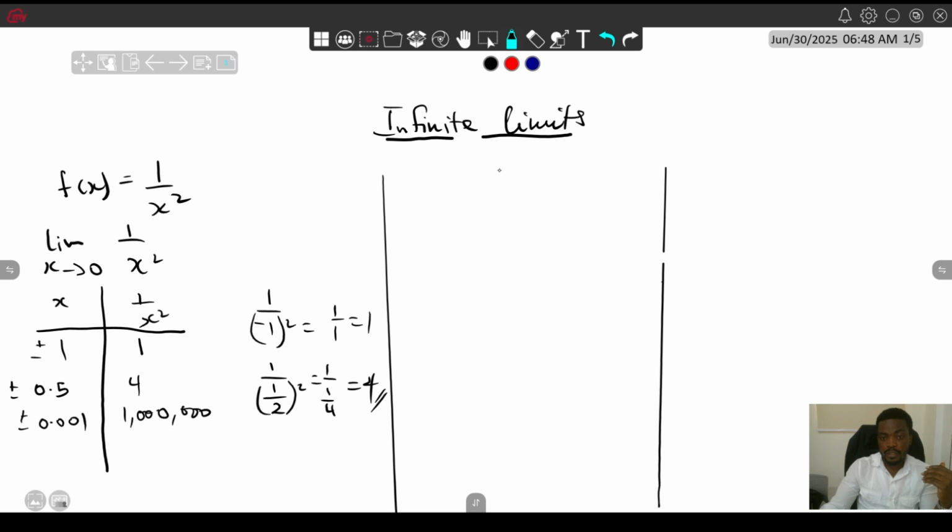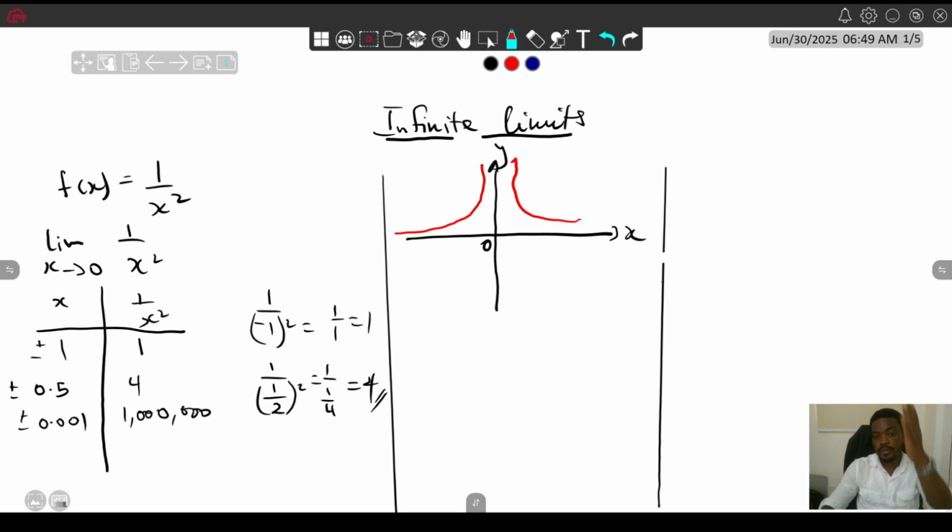The graph of this function looks like this. So we have y here, x here, then we have the 0 point here. From the left, this is how the function behaves. Now, since these two curves from the left and right never get to meet the vertical axis, we say the vertical axis is a vertical asymptote to the two curves.